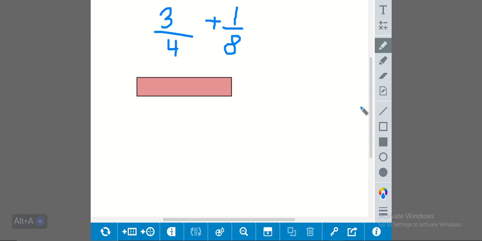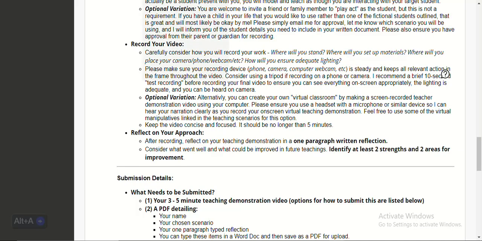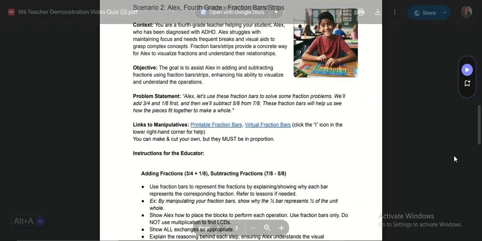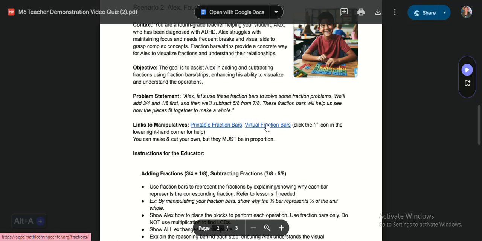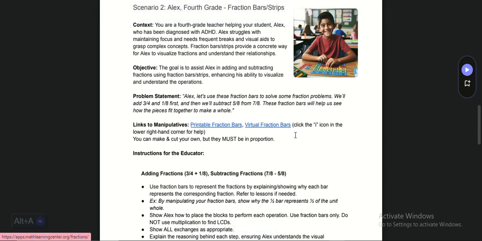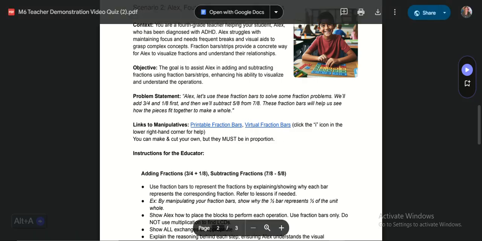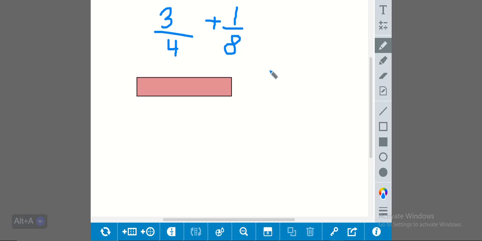So I've pulled up some virtual manipulatives here. These were the ones that were linked right in the student scenario contexts, not the quiz directions. So if you like these, they're linked right here if you want to go back and practice a little bit. So 3/4 plus 1/8. Let's take a look at this.